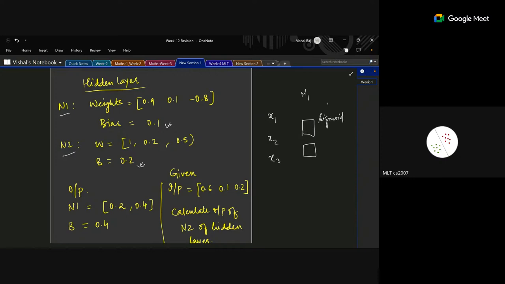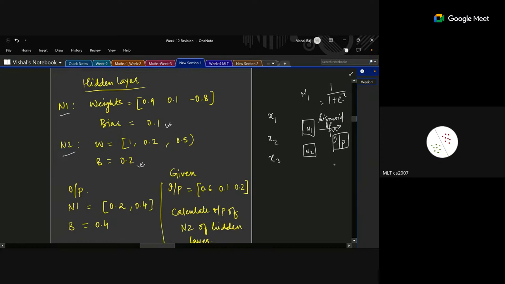So what is the equation for the sigmoid function? It is 1 divided by 1 plus e to the power minus z. This is how you calculate the sigmoid function. So whatever value you get here, add the bias value and then put it inside the sigmoid function. That will be the output of this hidden layer neuron N1. And N2 you have here, and here you have the output.